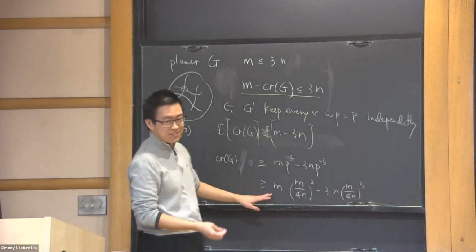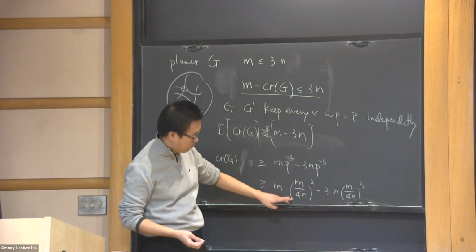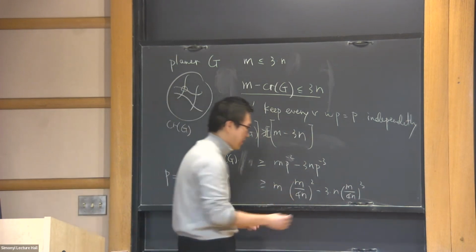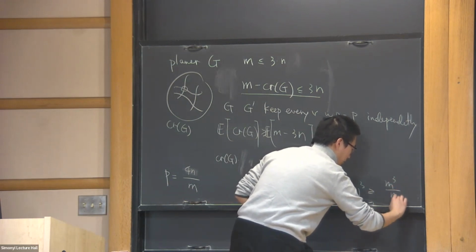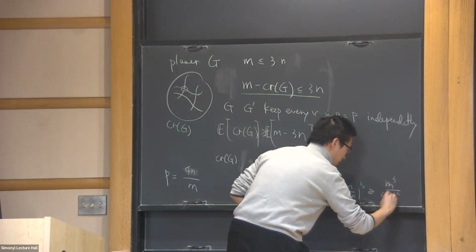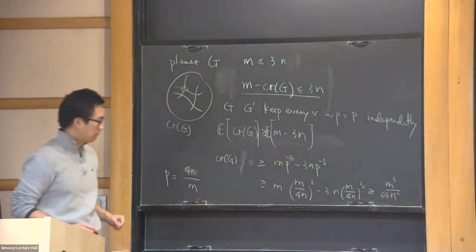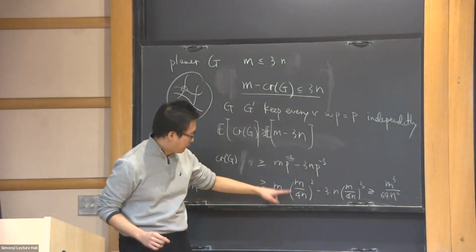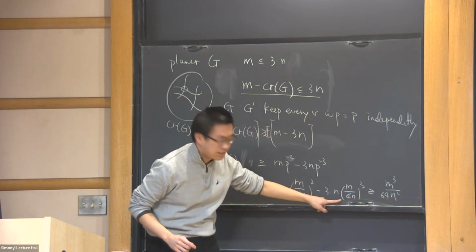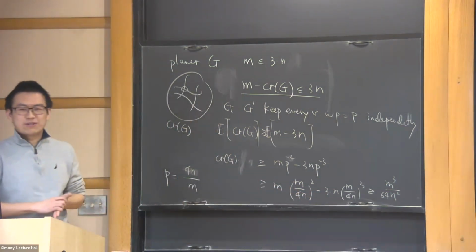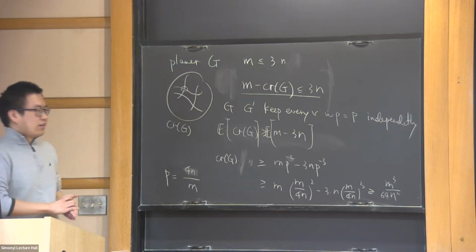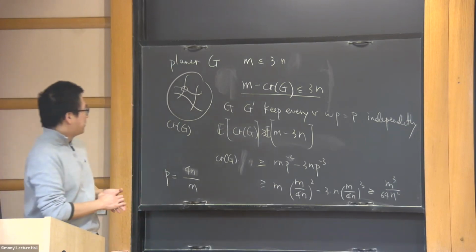And now you can see that it's all m cubed over n squared, m cubed over n squared. And this is at least m cubed over n squared. And I believe the parameter here is 64. So this is 1 over 16, 3 over 64. So, yeah, this is the crossing number inequality. Okay, so it's a beautiful proof.